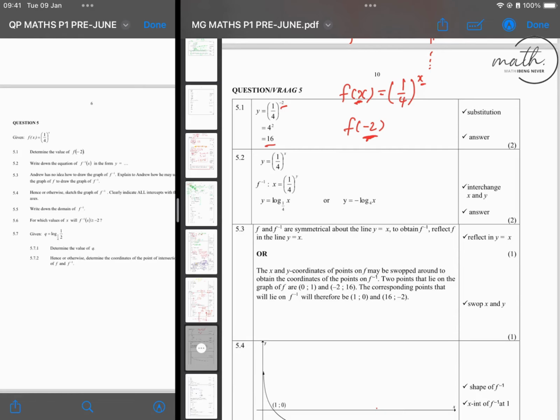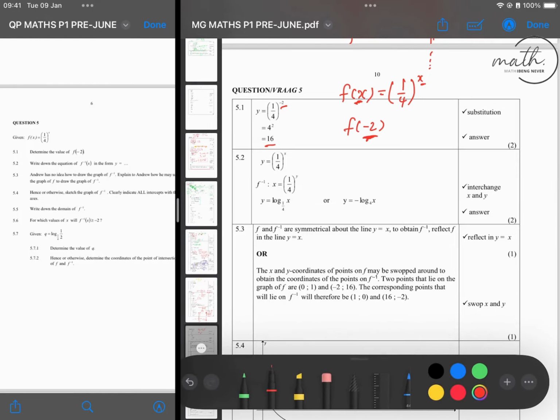Now, I think that's important going down. If we write it as a coordinate, it's basically saying if x is negative 2, your y is 16. That is for f of x.